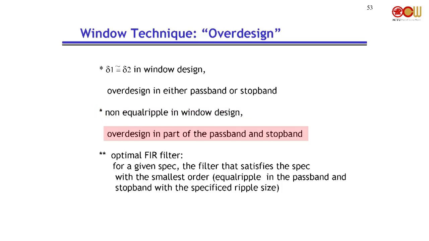So there will be over-design in part of the passband and stopband. And for an optimum FIR filter, for a given spec, the filter that satisfies the spec with the smallest order, we would like the filter to have the smallest order. There will be equal ripple in the passband and the stopband with the specified ripple size.